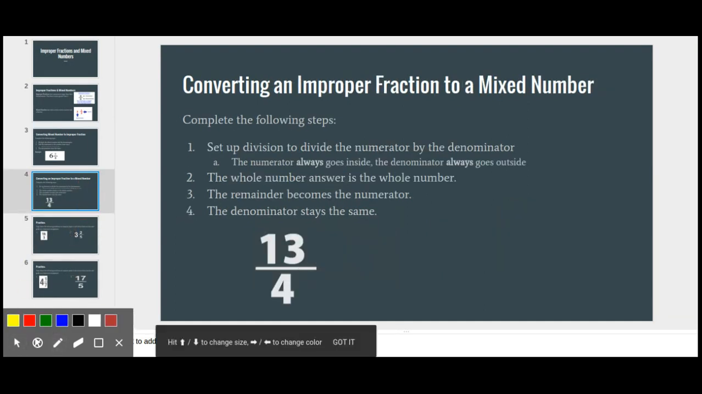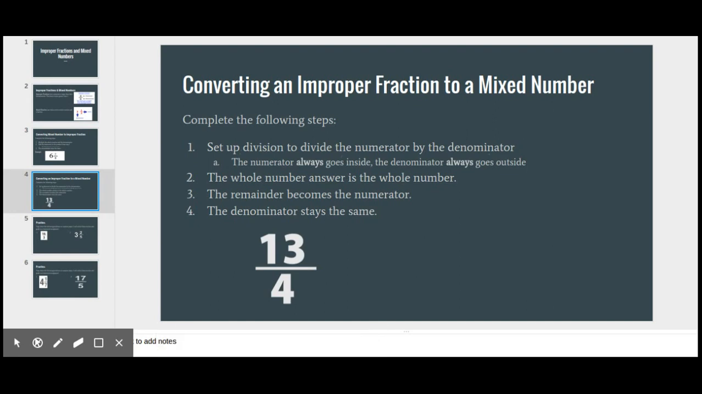Next, we're going to look at converting an improper fraction to a mixed number. To do that, we complete the following steps. We set up a division problem to divide the numerator by the denominator. The numerator always goes on the inside, while the denominator always goes on the outside. The whole number answer becomes the whole number. The remainder that we find becomes the numerator, and then the denominator is going to stay the same.